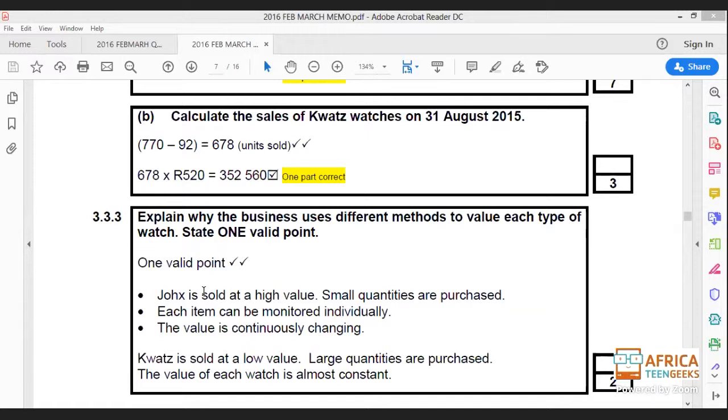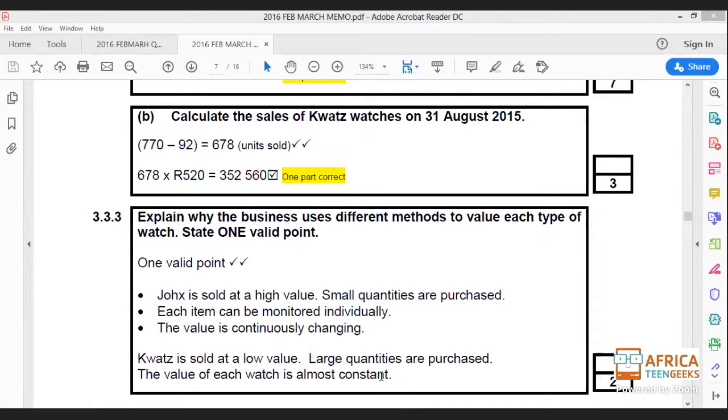So basically, jogs is sold at a higher value. Small quantities are purchased, right? So since jogs is sold at a higher value, small quantities are purchased. Each item can be monitored individually, right? The value is continuously changing. Whereas when we look at quartz, quartz is sold at a lower value. Large quantities are purchased. No wonder the value of each watch is almost constant. No wonder here for quartz we're using weighted average method.